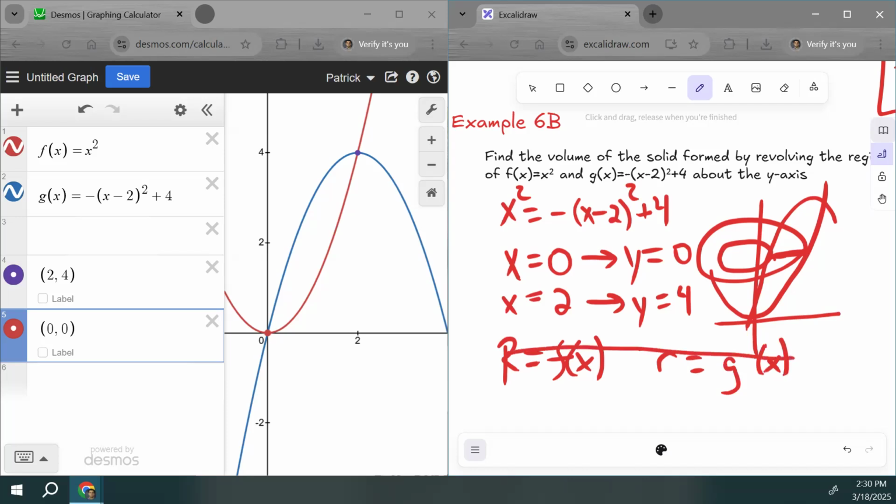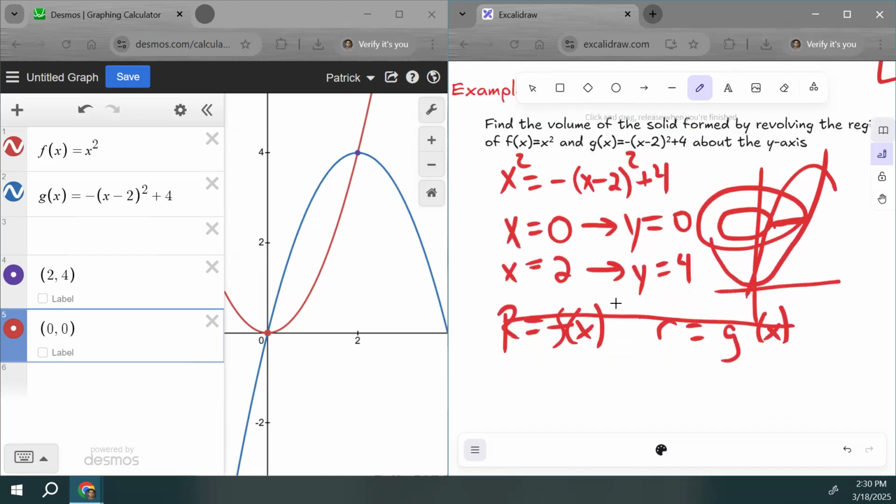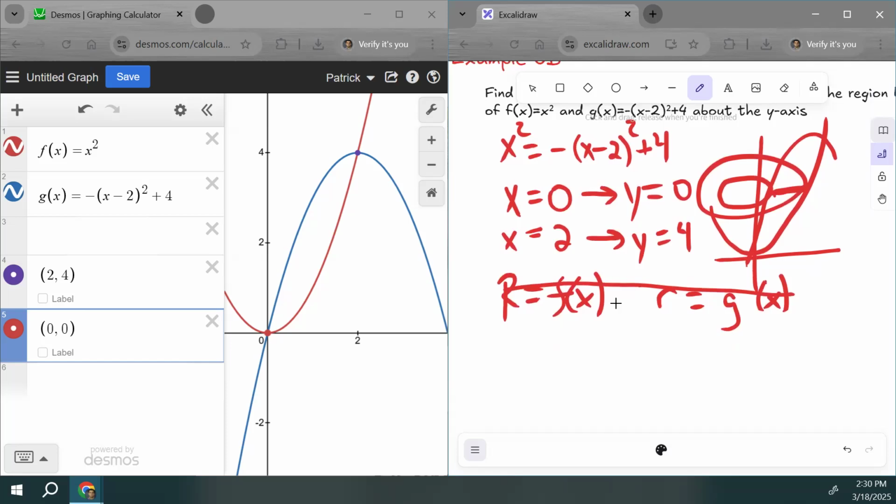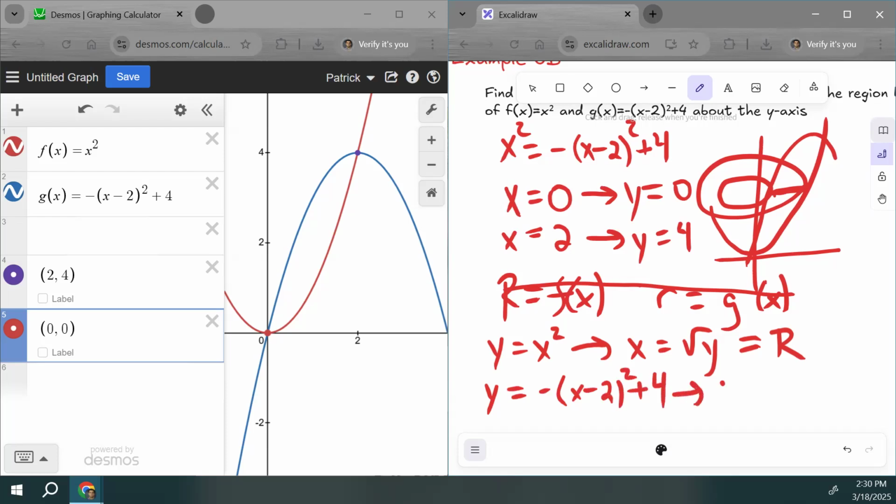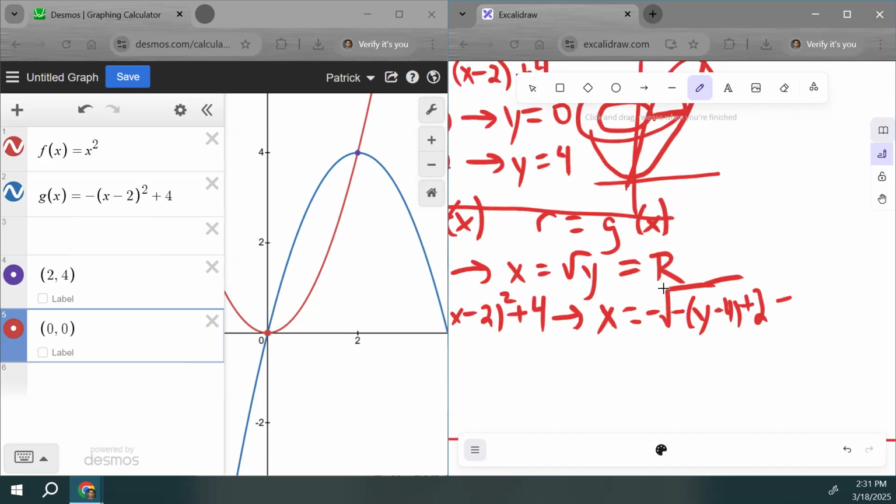But we can't do it like this because we have to get everything in terms of y instead of x. So if y equals x squared, then x is going to be square root of y, and that's going to be our big R. The other function, y equals negative quantity x minus 2 squared plus 4, implies that x is going to be negative square root of negative y minus 4, plus 2. And that's going to be our little r.